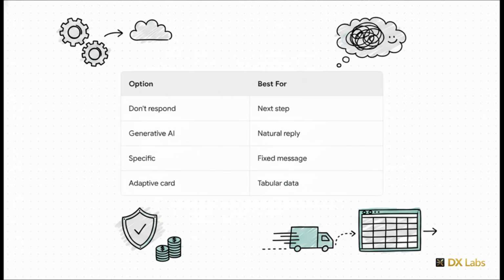If you want a conversational, flexible vibe, generative AI crafts completely natural replies using the output context. But let's say you're building a highly regulated fintech app returning a payment confirmation. In that case, you absolutely want specific response so you can send a fixed, legally compliant text template. Or, alternatively, if you're tracking a complex logistics shipment, an adaptive card is totally perfect for rendering that detailed, tabular output in a clean, structured visual layout.